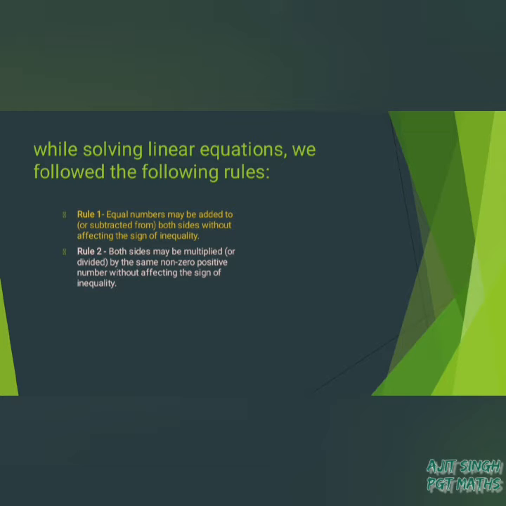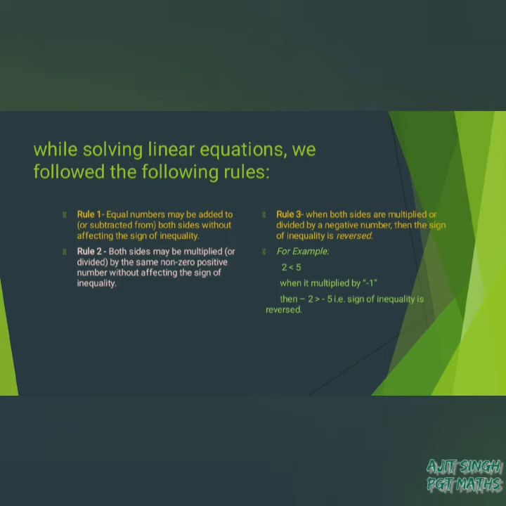of inequality. Third rule, you may say this is the subpart of rule 2. When both sides are multiplied or divided by a negative number, then the sign of inequality is reversed. For example, 2 is less than 5. When multiplied by minus 1, the left side becomes minus 2 and the right side becomes minus 5. And we know minus 2 is greater than minus 5. That is, the sign of inequality is reversed. So 2 less than 5 when multiplied by minus 1 becomes minus 2 greater than minus 5.